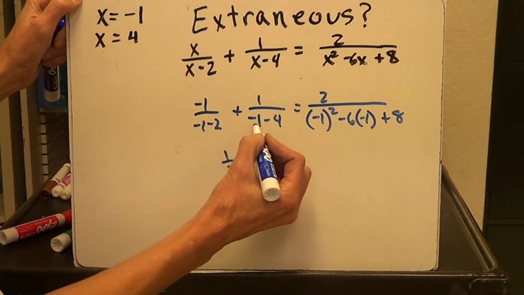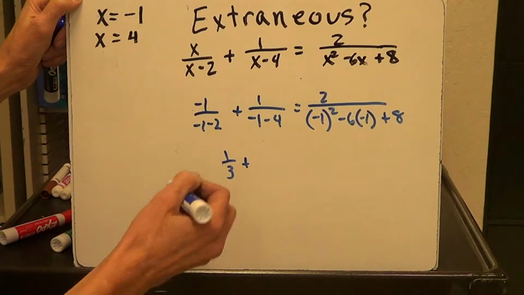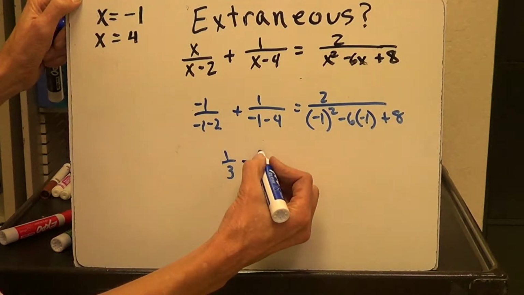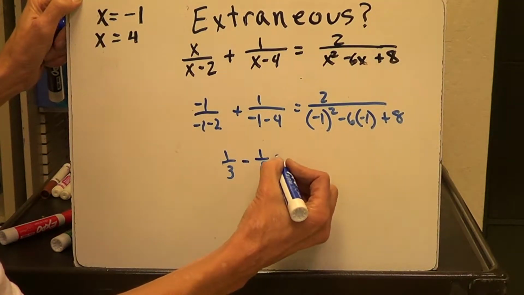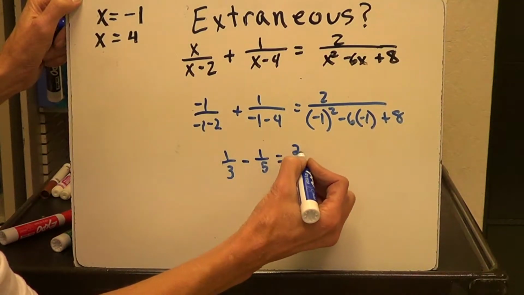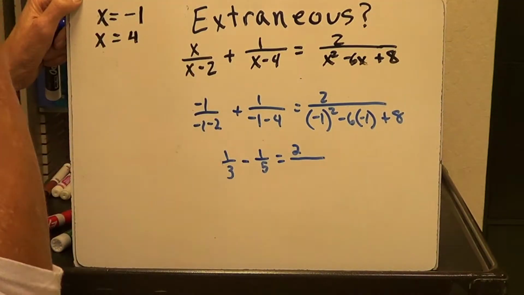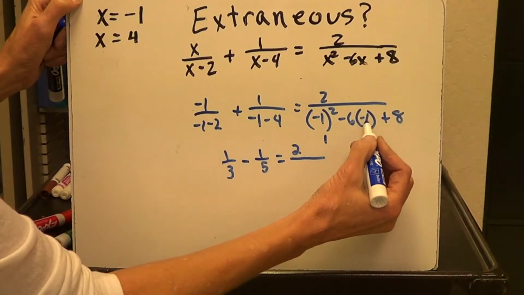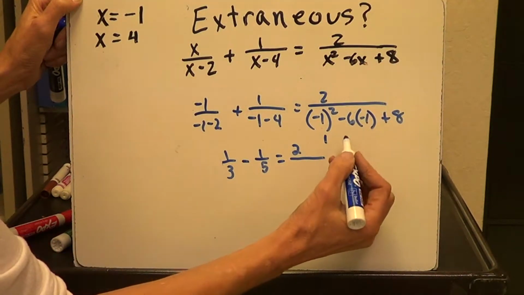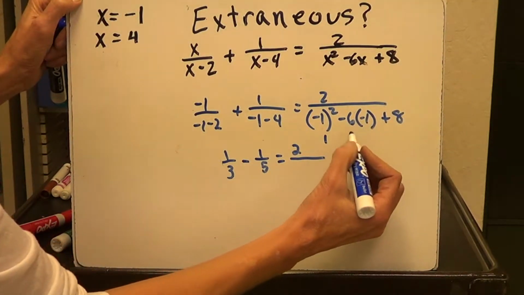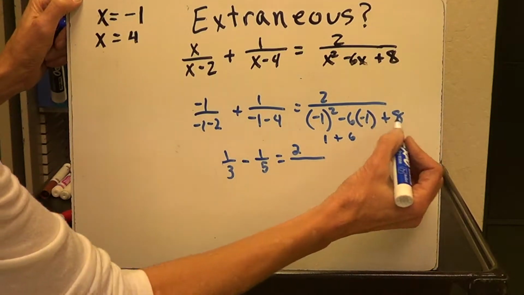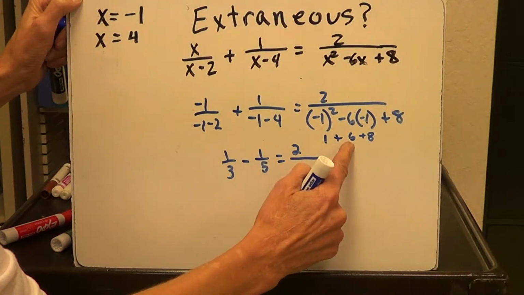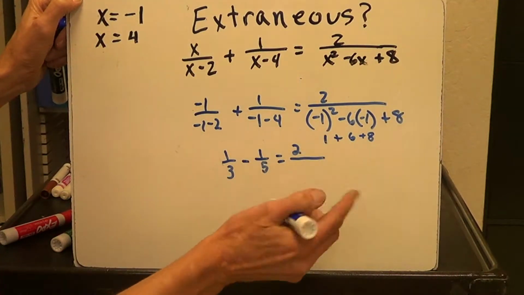Plus, negative 1 and negative 4 would be a negative 5, so we would switch that from a plus to being a minus 1/5 equals 2 over negative 1 squared is positive 1, negative 6 times negative 1 is a positive 6, plus 8. So 1 and 6 is 7, plus 8 would be 15.